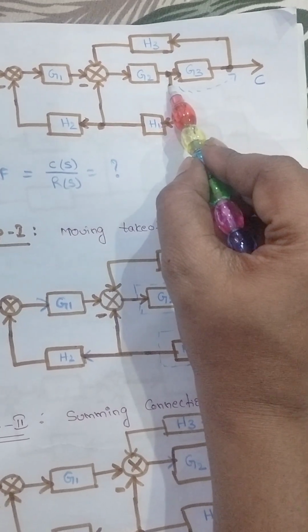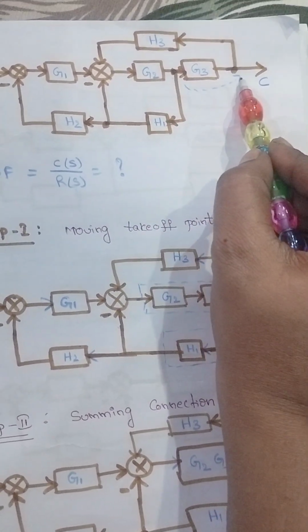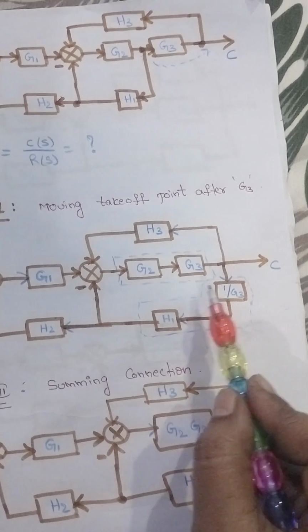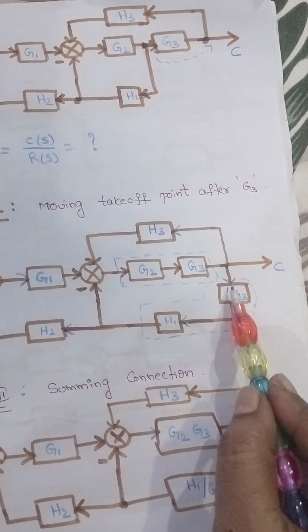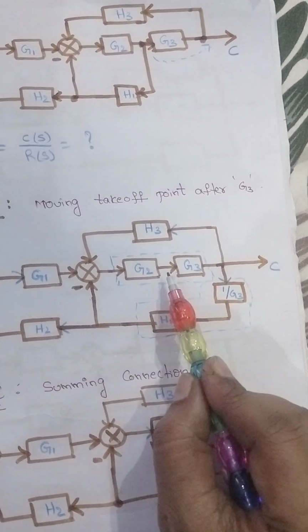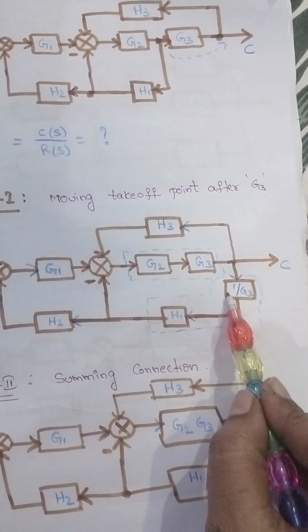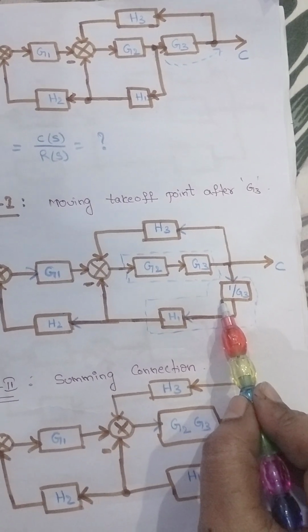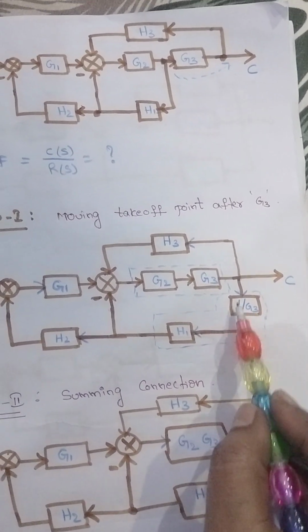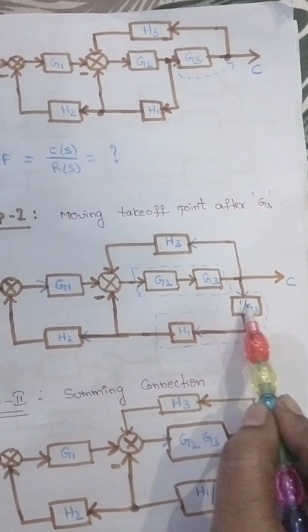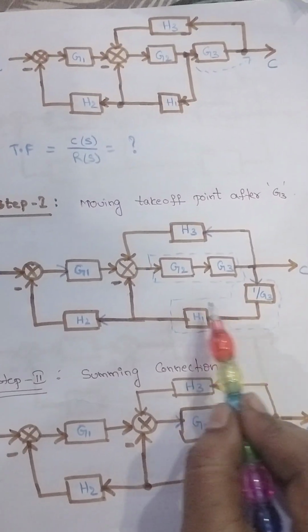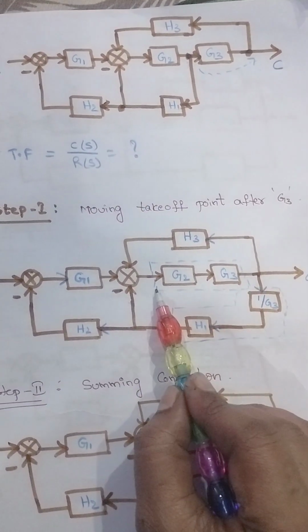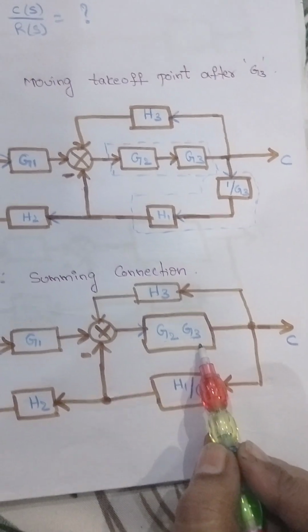So I am moving this takeoff point from this position to this position. So here C, so here is a connection instead of here. And hence I am connecting one more block here with the gain 1 by G3. So now I am applying series connection, G2 and G3. You can get the G2 G3 block.